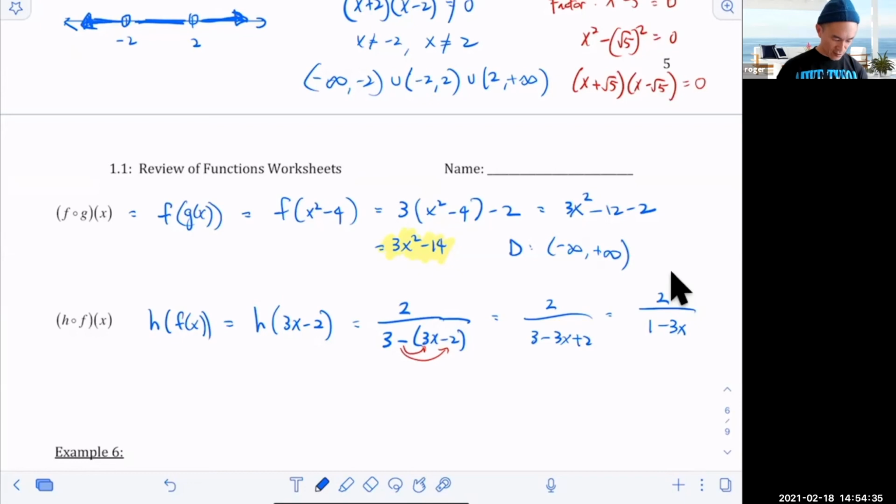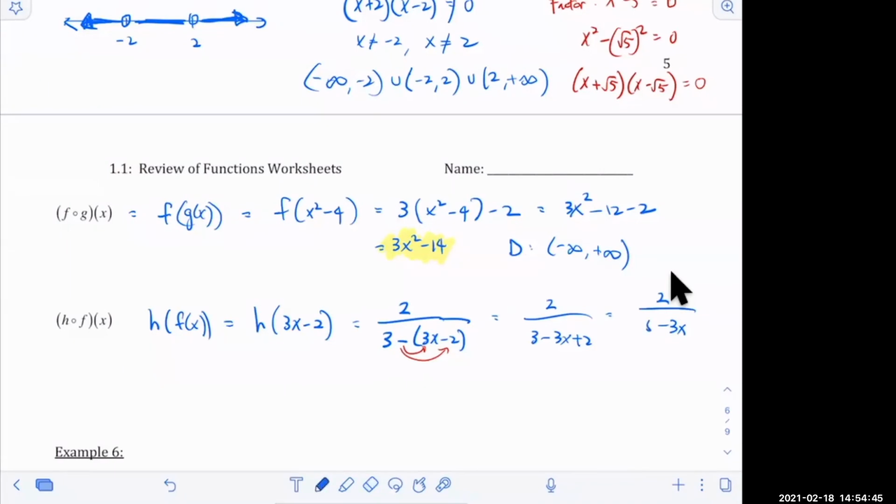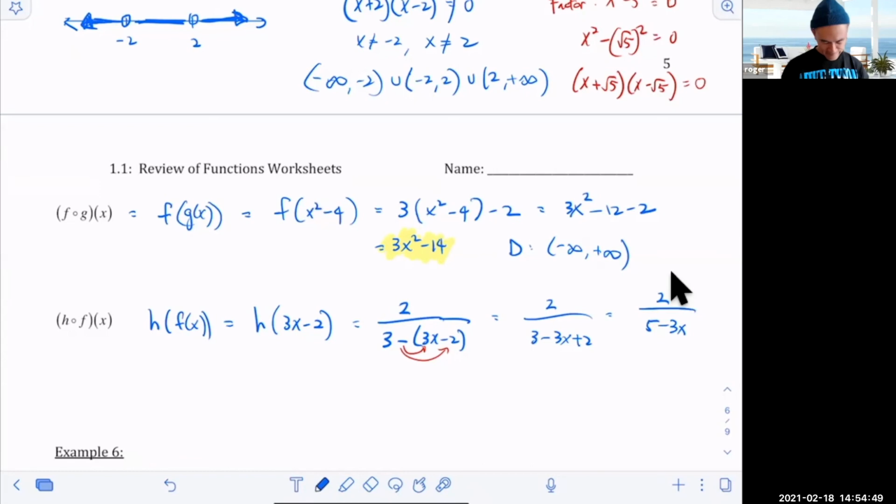What did I just do here? I think that's not 5. Is it 5? You're right. You're right. It's for sure it's 5. For sure it's 5.